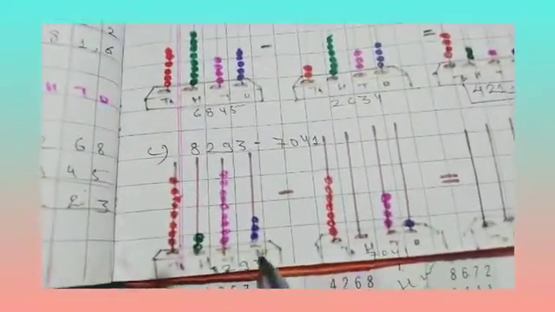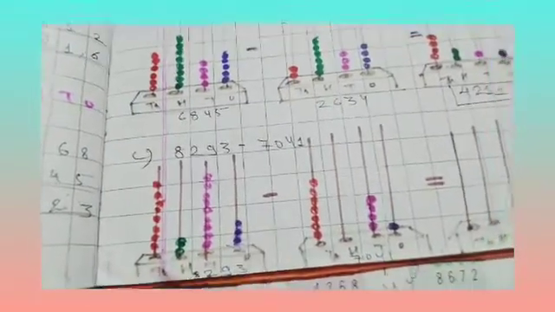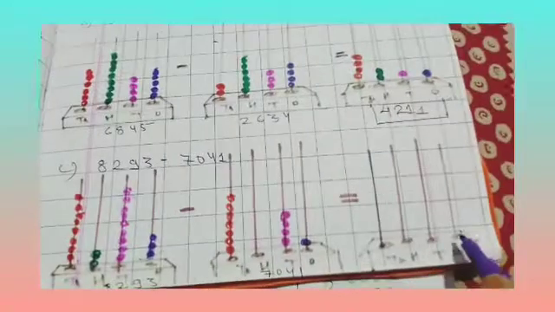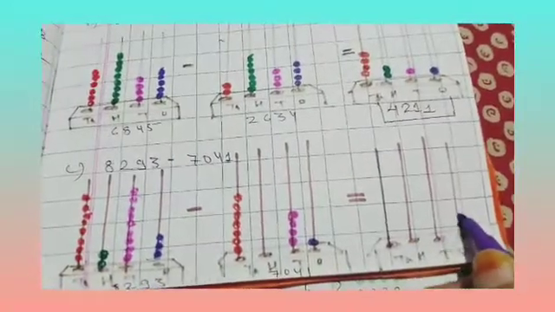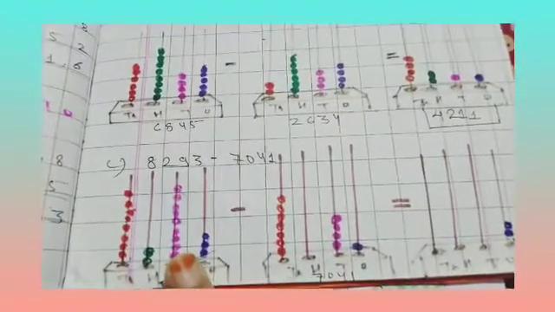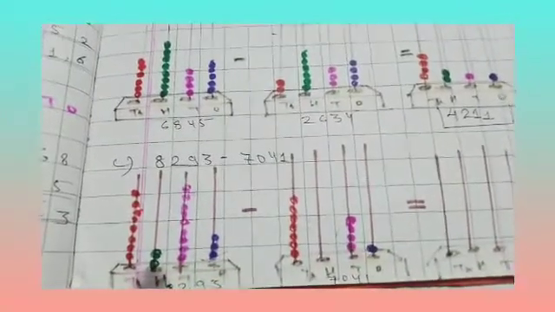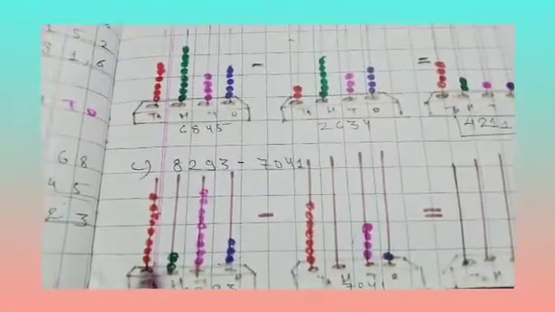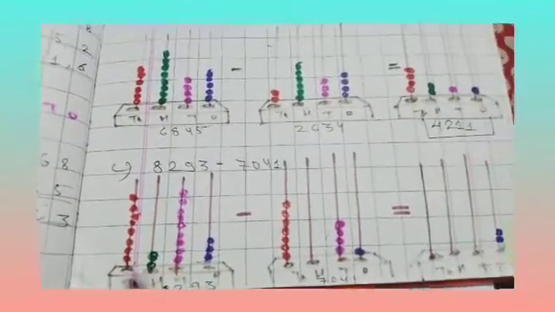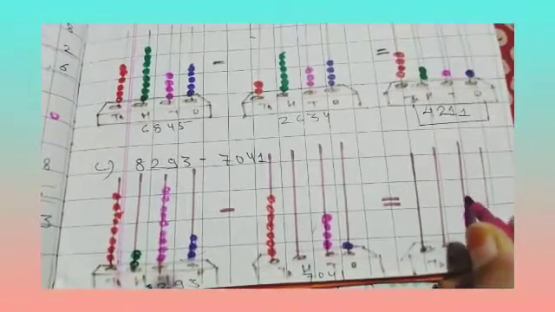Now how many beads are less? On ones place 3 is there and 1 is there. So if we subtract 1, then 2 is remaining. So we will place 2 beads, 1 and 2. Okay. Now at the tens place 9 is there and 4 is there. So how many beads are less? If we subtract 4 from 9, then 5. So we will place 5 beads. 1, 2, 3, 4, 5.